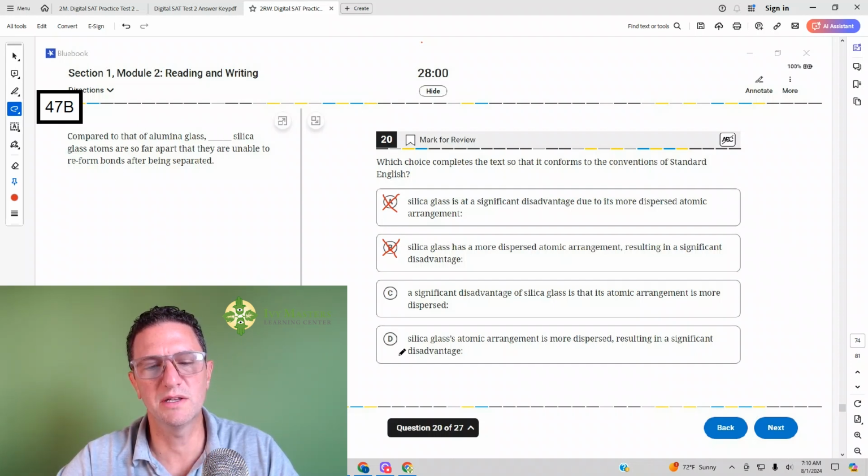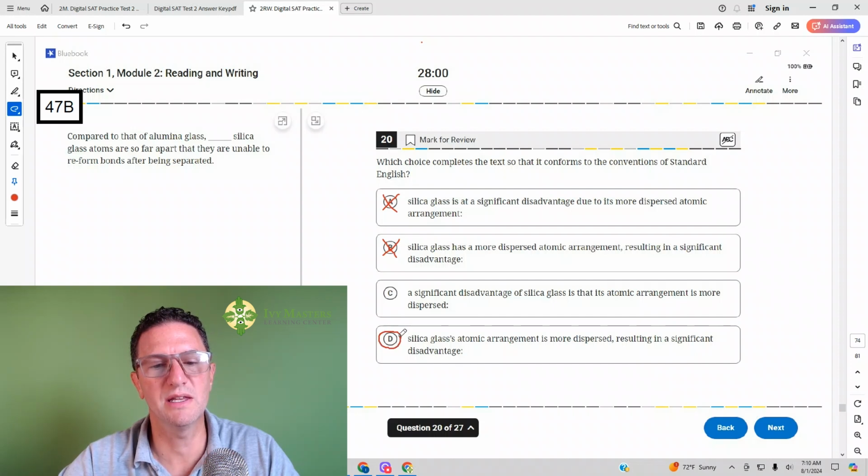The correct answer here winds up being D. Compared to that of aluminum glass, it's got to be something that belongs to silica glass, and it is: silica glass's atomic arrangement. So it makes logical sense that you're comparing the atomic arrangement of aluminum glass to the atomic arrangement of silica glass. So I'm going to read it with D in place. Compared to that of aluminum glass, silica glass's atomic arrangement is more dispersed, resulting in a significant disadvantage. Silica glass atoms are so far apart that they are unable to reform bonds after being separated.